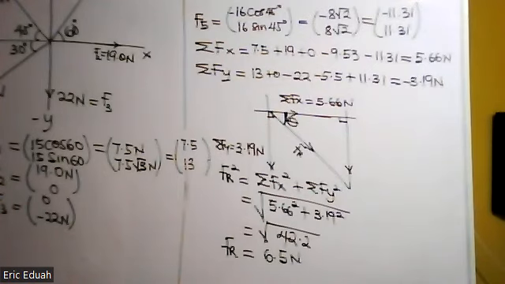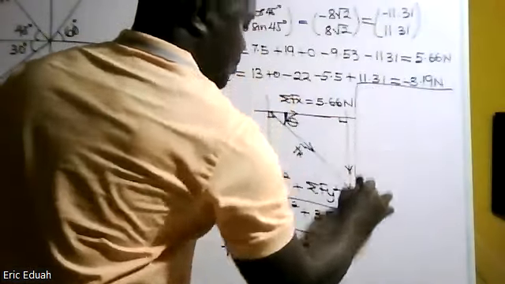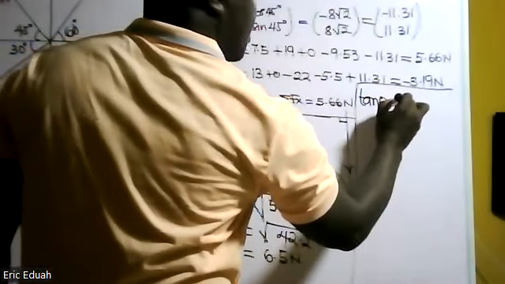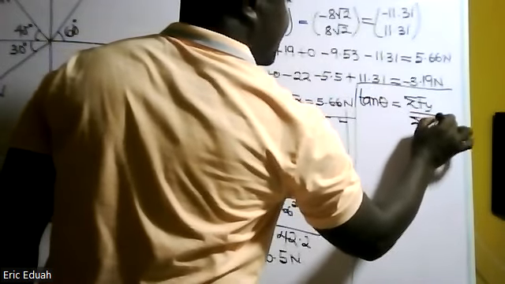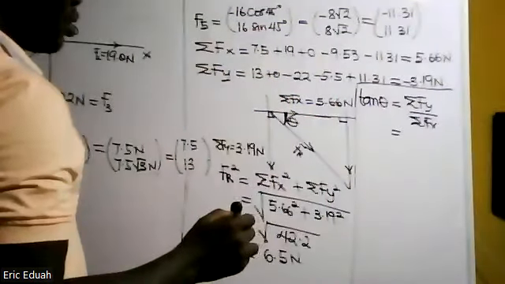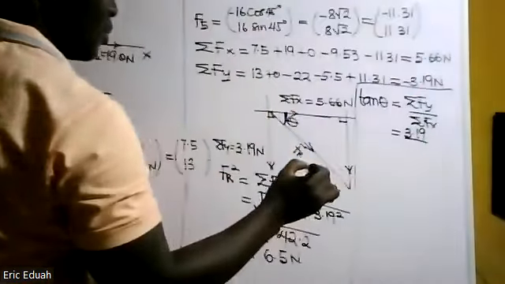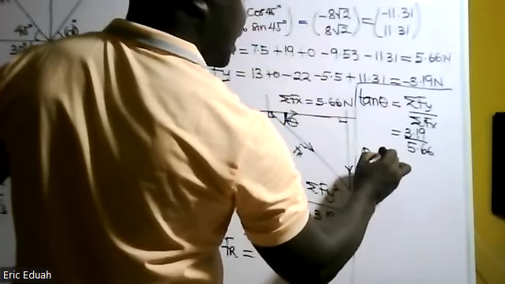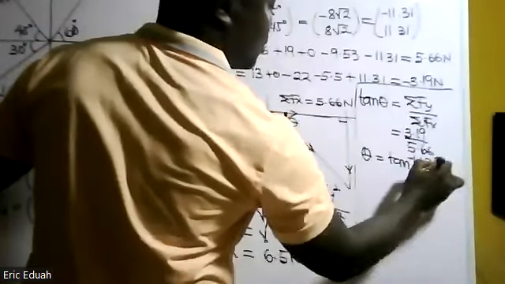So let's find that angle theta. There's the resultant. So let's determine this angle theta. Here, if we use tan of theta, which is equal to summation f of y on summation f of x. And summation y is equal to 3.19 over 5.66. Therefore, theta will be equal to the tan inverse of this.